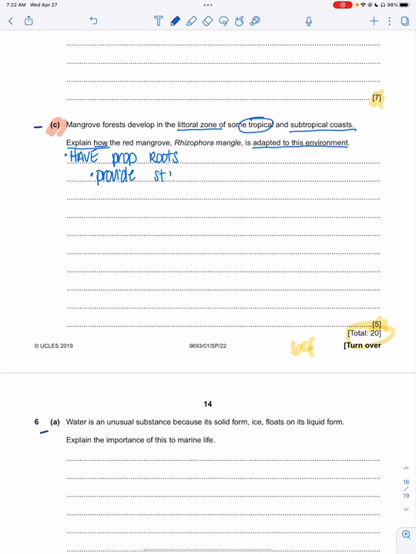They provide stability in an unstable substrate. The only thing we really refer to as an unstable substrate were sandy things, sandy shores. Unstable, or you could say like a muddy substrate, shifting substrate even.